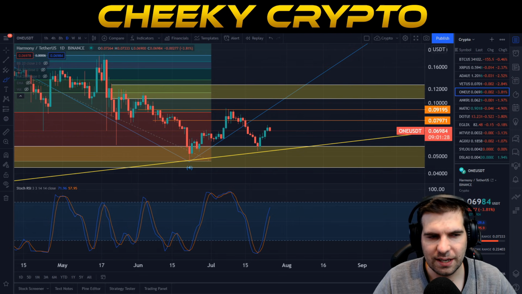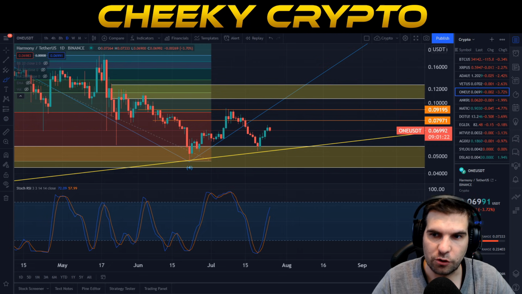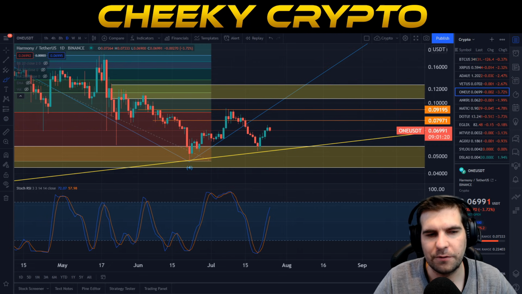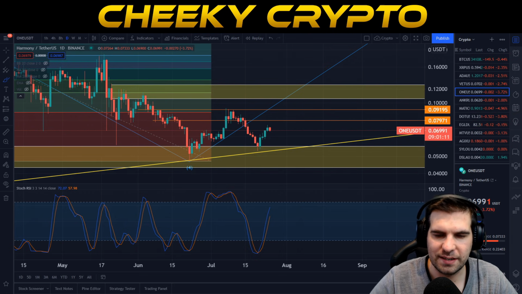The good news here is the stochastic relative strength index is more sensitive to price when we're trading sideways. So you use an RSI when you're trending up, and if you're trending sideways, you use a stochastic RSI. This gives us more sensitivity around the price action, so we can understand exactly what's going on and time things a little bit better.